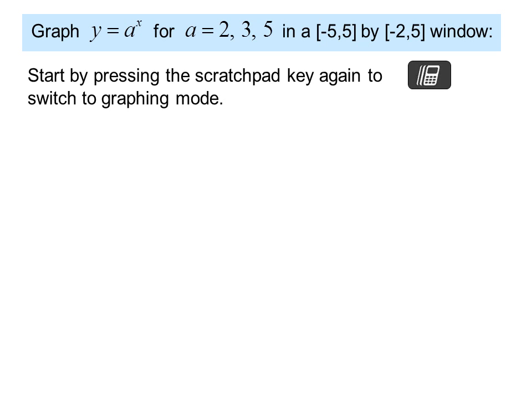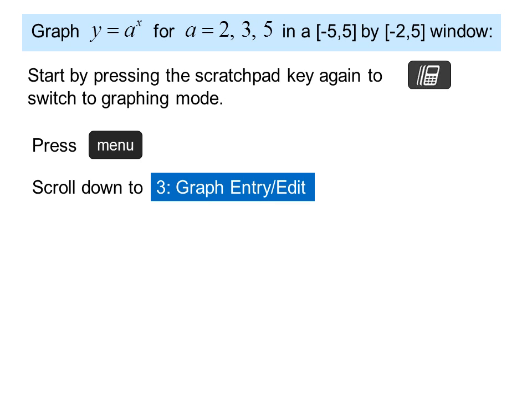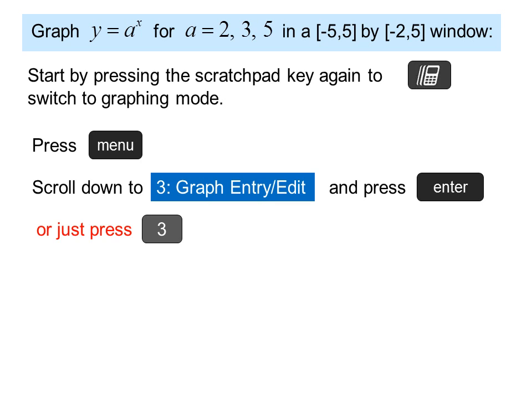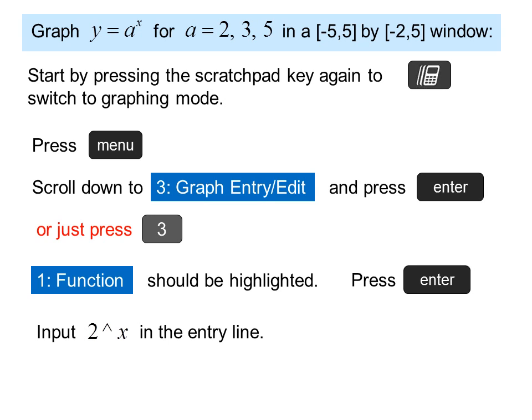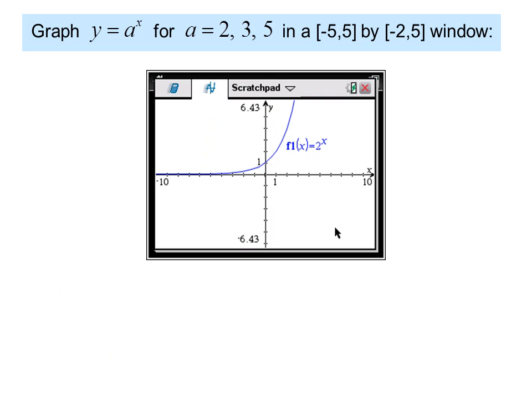Graph y equals a to the x for a equals 2, 3, 5 in a negative 5 to 5 by negative 2 to 5 window. Start by pressing the scratch pad key again to switch to the graphing mode. Press Menu. Scroll down to 3, Graph Entry Edit, and press Enter, or just press 3. Function should be highlighted. Press Enter. Input 2 to the x in the entry line. Press Enter again. And here's our first graph.